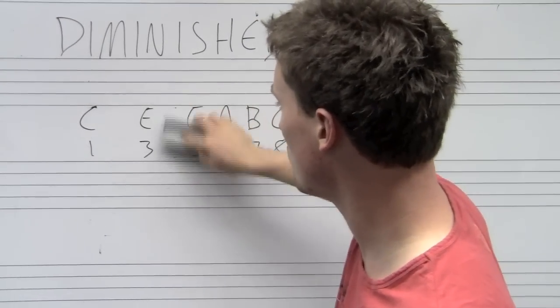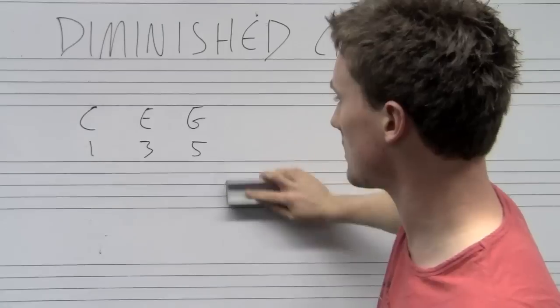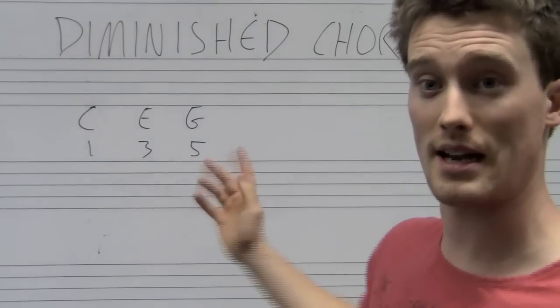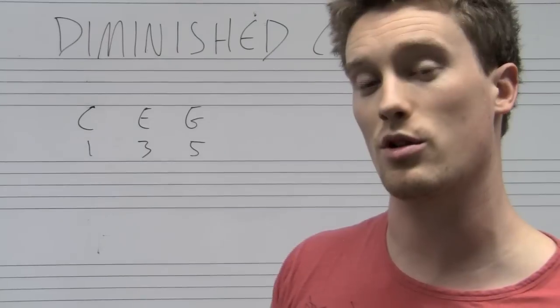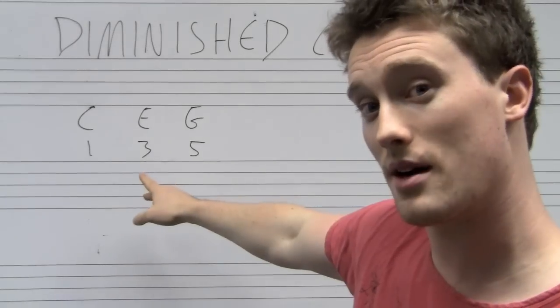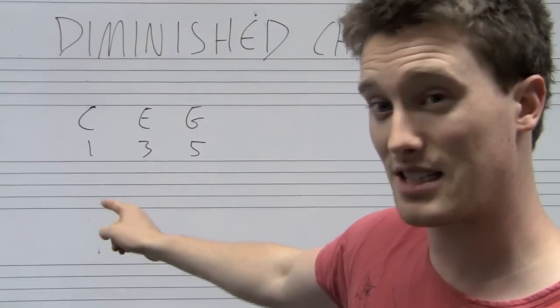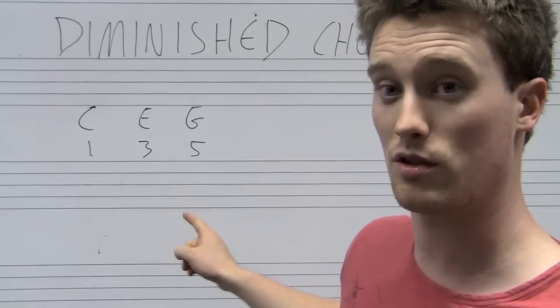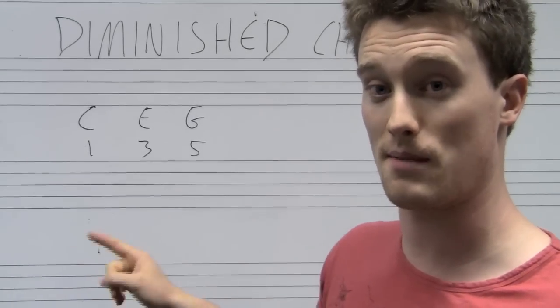Get rid of the 4. Get rid of the 6, 7 and 8, because we only want a triad. We only want the 1st, the 3rd, and the 5th, okay? So remember, unless you change it, that's going to be the notes in a C major chord. That's going to be C, E, and G, C major.